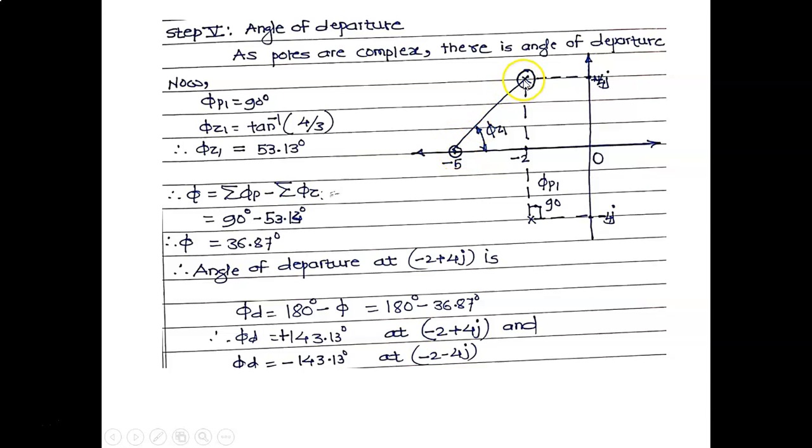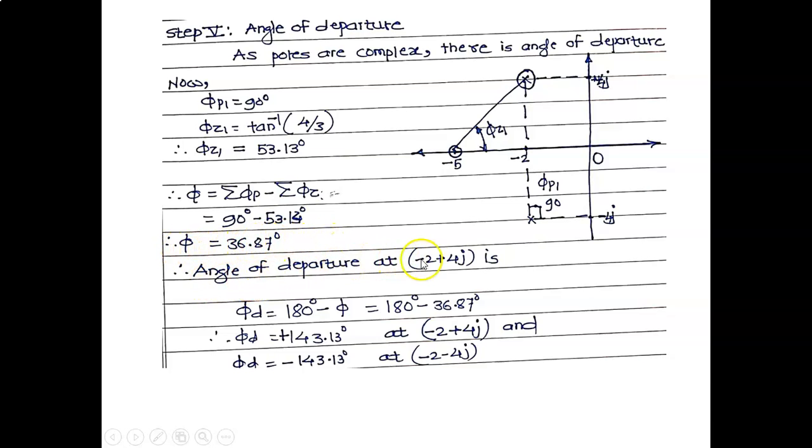Join this minus 5 with this first pole, minus 2 plus 4j. Therefore, what is this angle? Tan inverse of this height. What is this height? 4. What is this length? 3. Therefore, tan inverse of 4 by 3. Therefore, phi z1 is equal to 53.13 degree. Therefore, total angle phi is equal to summation of phi p minus summation of phi z. Therefore, phi is equal to 90 degree minus 53.13 degree. Therefore, phi is equal to 36.87 degree.